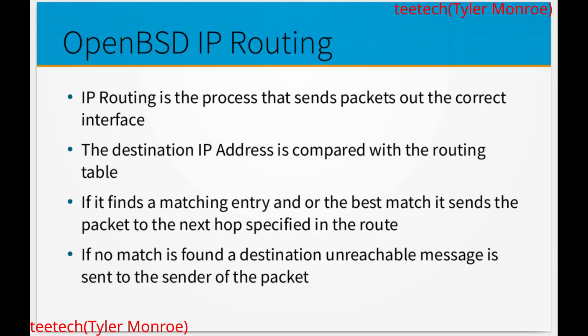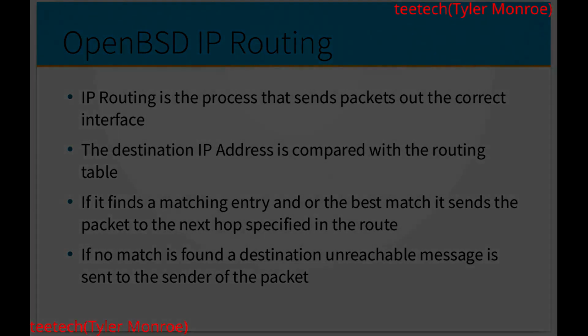How it does this is it looks at the destination IP address of the IP packet's header, and it compares that with entries in its routing table. If it finds a matching entry, or the best matching entry, also known as the longest prefix match, it sends it out that interface toward that next hop. But if no match is found, a destination unreachable message is sent to the sender of that packet. But that's just a very broad brush overview. Next we're going to talk about how to enable this on OpenBSD, so I will see you there.